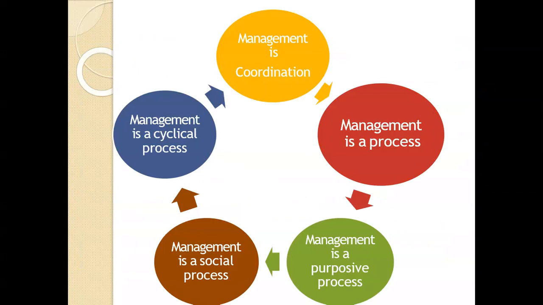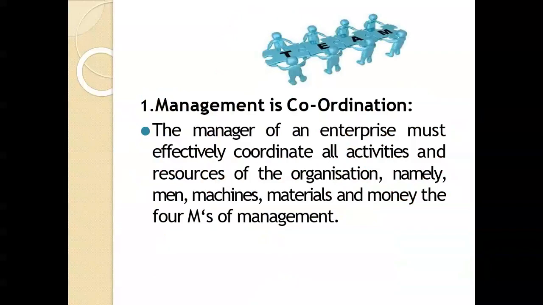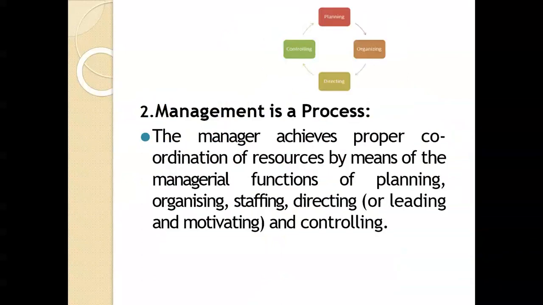Here it consists of different aspects. Management is coordination, management is a process, management is a pervasive process, management is a social process, and management is a cyclical process. Right, what is coordination? It is the coordination of all activities and resources of an organization: men, machines, materials, and money, the four M's of management. And the second one is a process, which means planning, organizing, directing, and controlling. Coordination of all resources by managing the managerial functions, and that is a process.